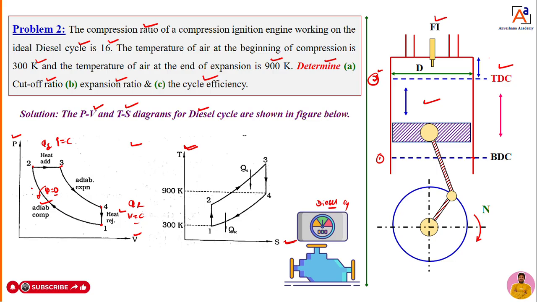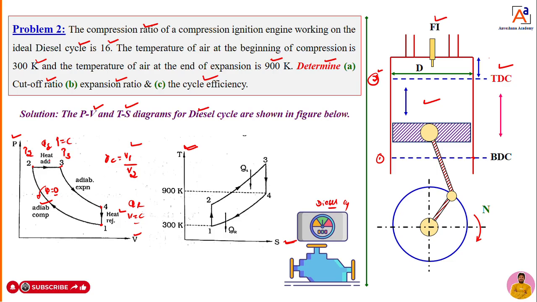With the help of this adiabatic compression process, I can calculate the compression ratio. The compression ratio is rc equal to the volume of air at point 1 divided by the volume of air at point 2. And we are going to add heat at constant pressure between points 2 and 3. That means the pressure at point 2 is P2, the pressure at point 3 is P3, so P3 is equal to P2.